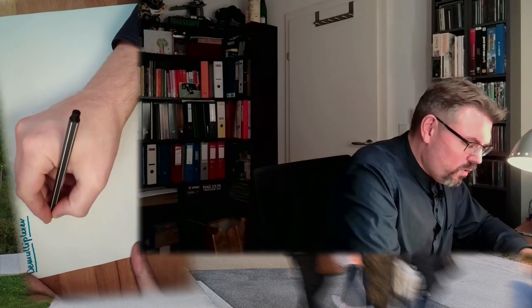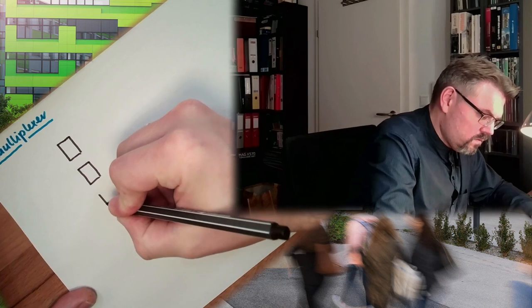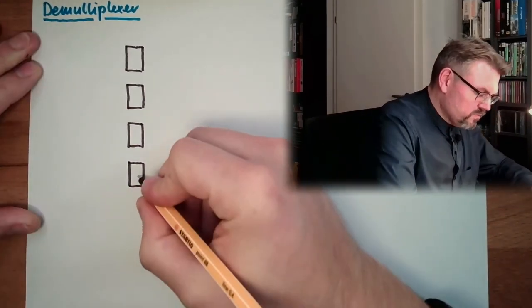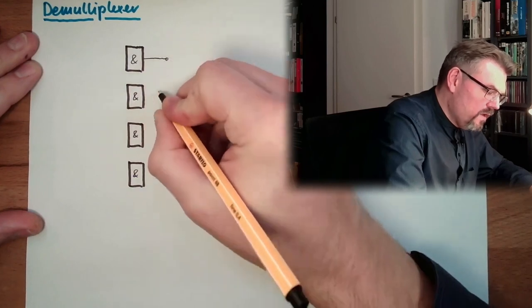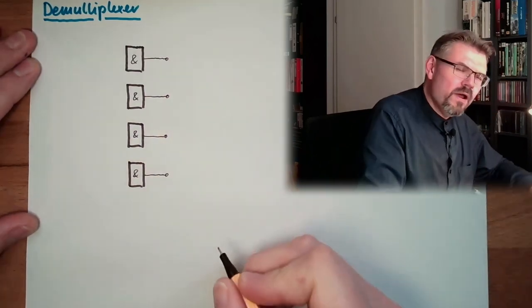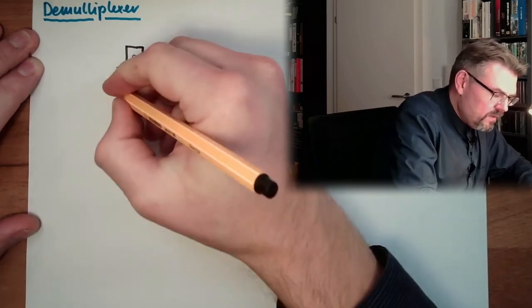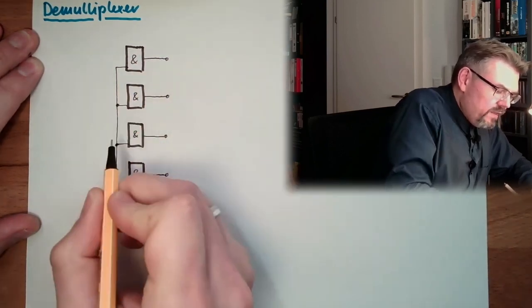Yeah? So actually, what we have is again four AND blocks. But this time, the outputs of those four AND blocks are separated, because I have four outputs. So we have here an output, here an output, here an output, and here an output. However, I only have one input. This is our one input, which I want to select where it is appearing.